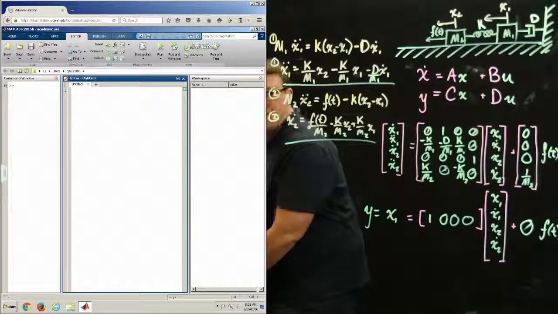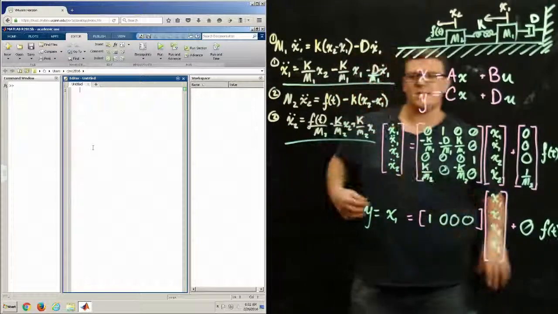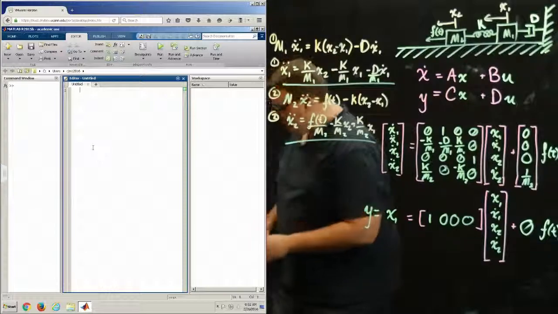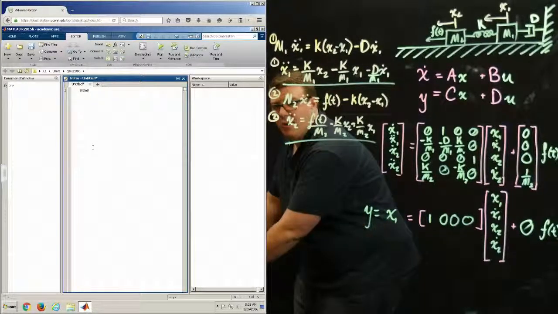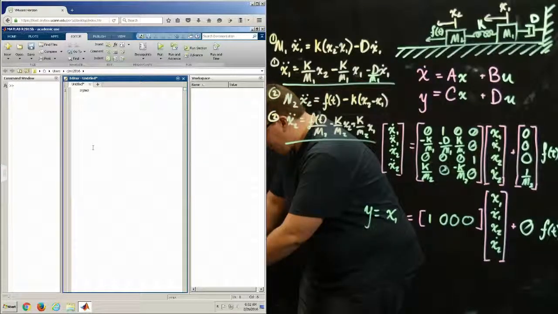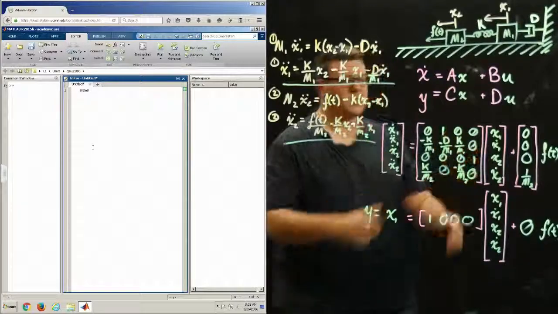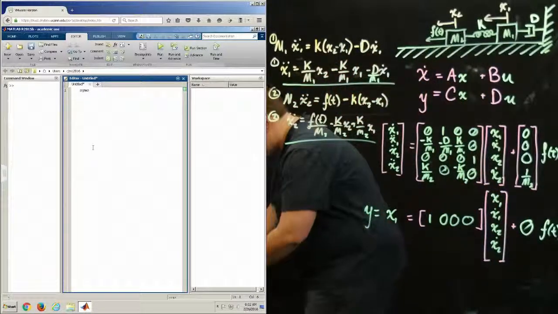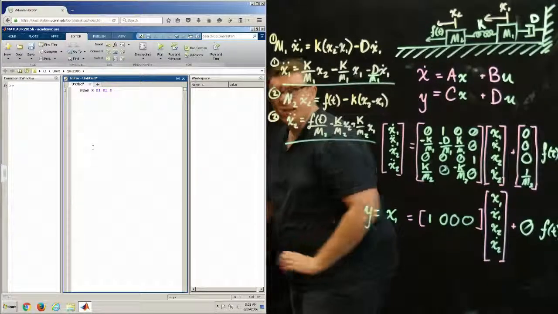That means we can do some Matlab here to try and make some sense out of this. I'm going to show you two different ways to do the Matlab. The first thing we're going to do is use symbolic variables. So we're going to use syms and declare variables for everything we need to put into these matrices. That's k, m1, m2, and d.